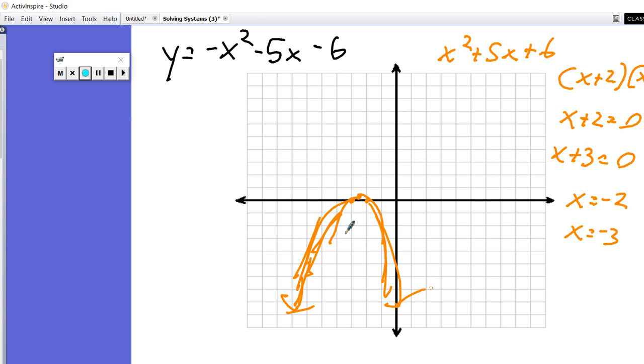So that is how you roughly graph a quadratic. Okay, if you need more help on it, I'll be glad to help you.